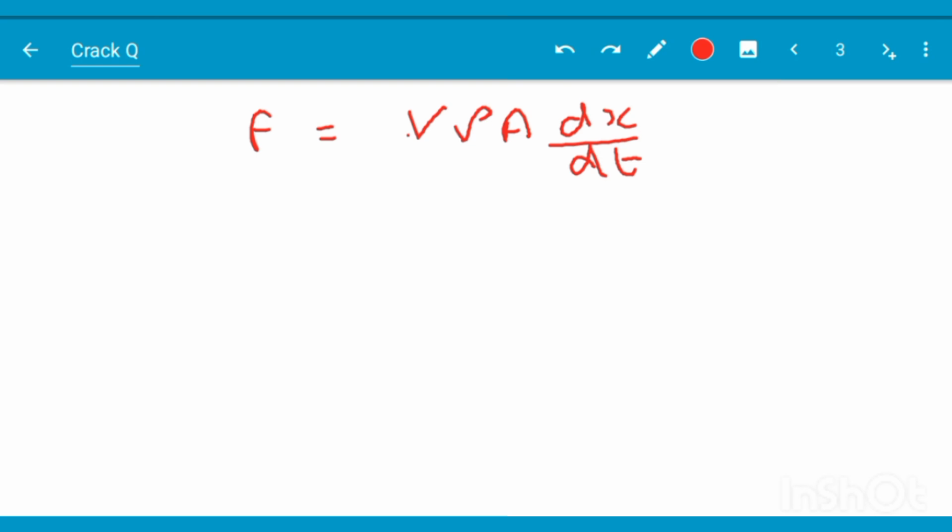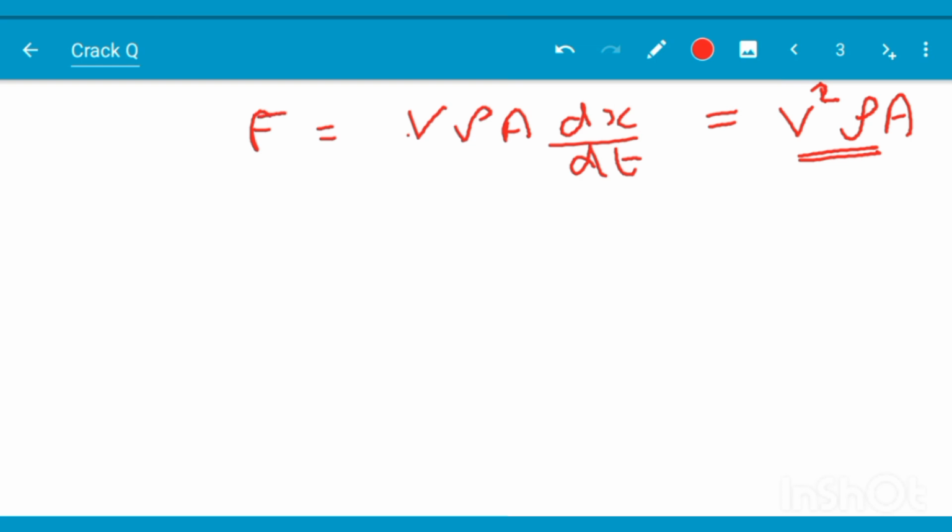So we will get it as v square rho A, because this dx by dt is v. So v square rho A. This is F, we shouldn't confuse it, this is F.